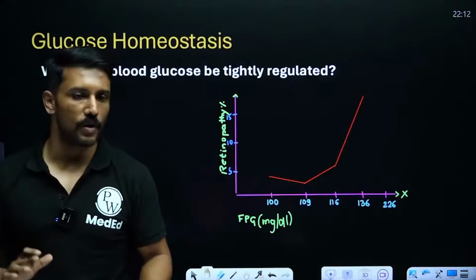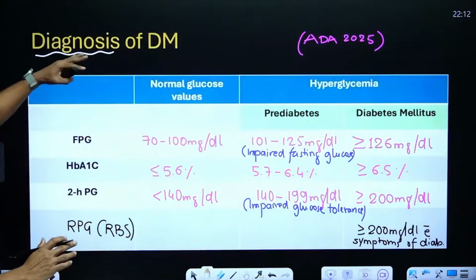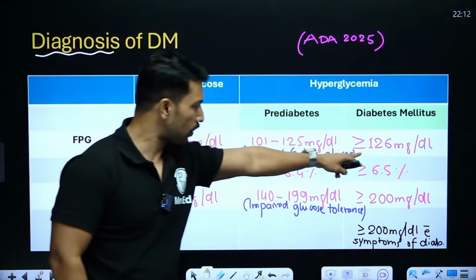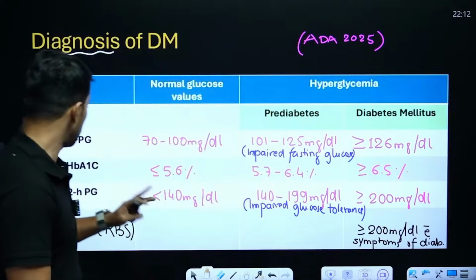So let us summarize what we have learned so far. Diabetes is diagnosed when the fasting plasma glucose value is more than or equal to 126 milligrams per deciliter.